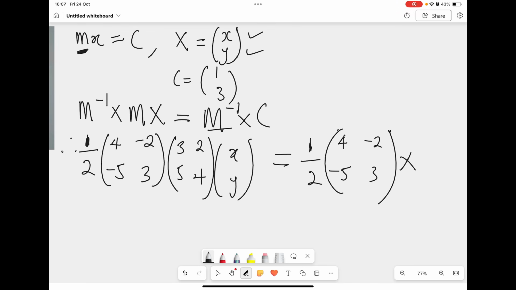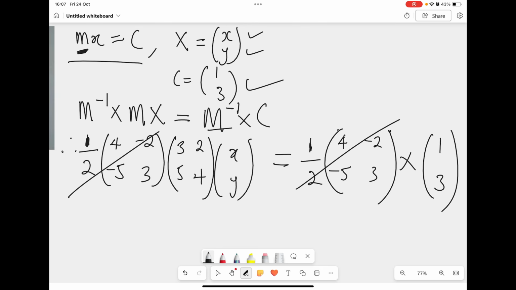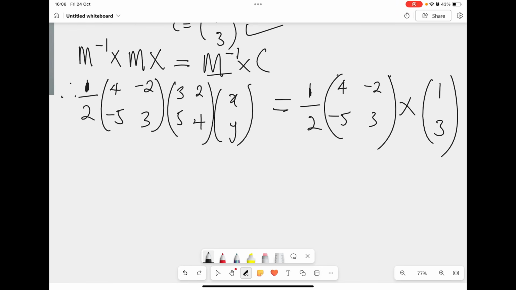times C, which is 1 over 3. So I have 1, 3. Nice. So please, you're not going to be doing this. That's what's in your mind, because that would only take us back to this, and believe me, you don't want to go back there, because that's the problem. That's the problem we're trying to solve.